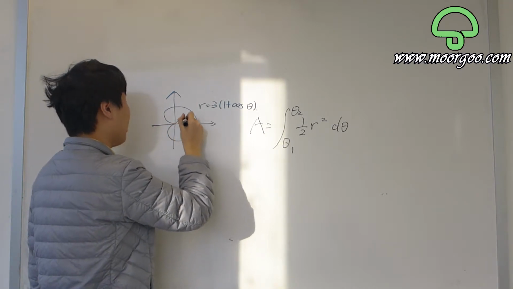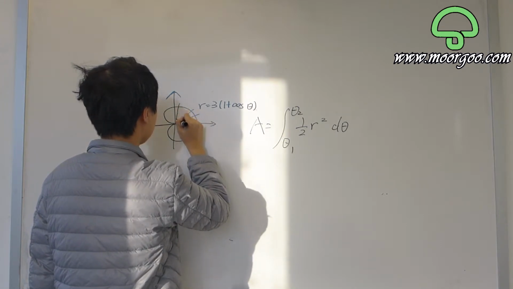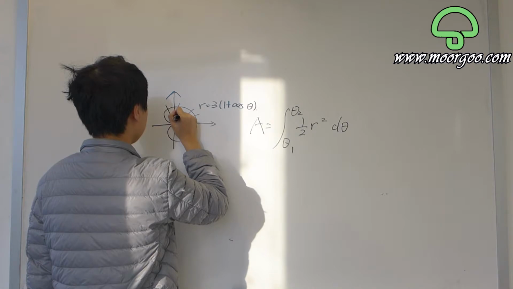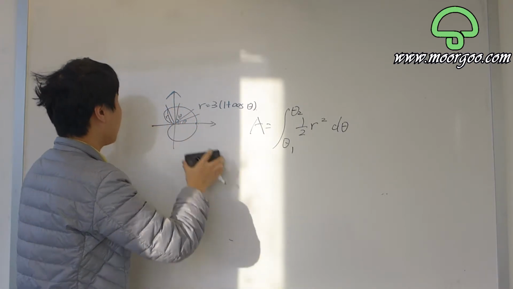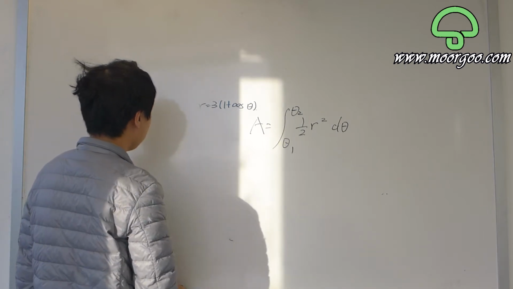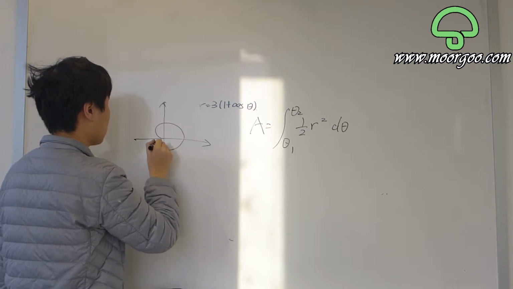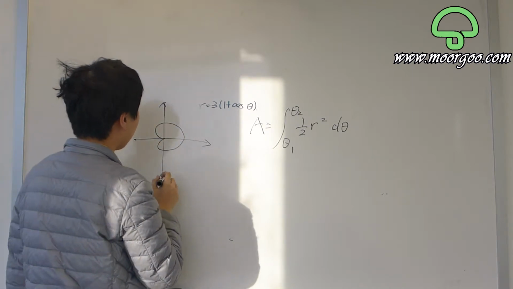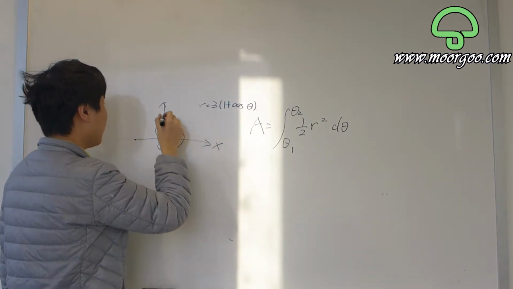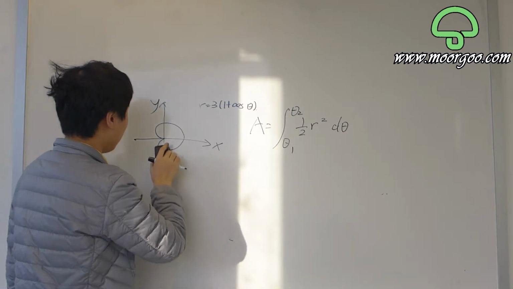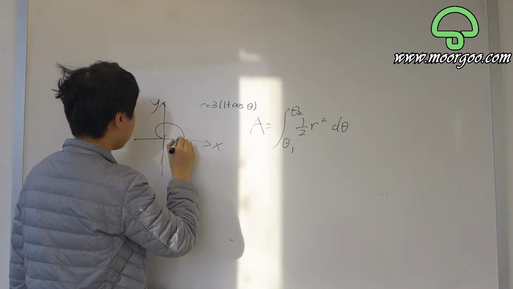Okay, first you have to know how polar coordinates work. This is theta, and respectively this is r. This is how polar coordinates work. Okay, this graph is supposed to be symmetric over x, so we only need to find the area of this part.